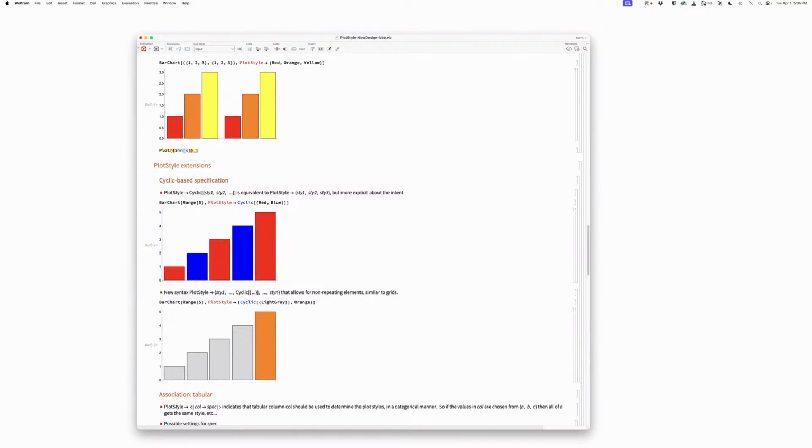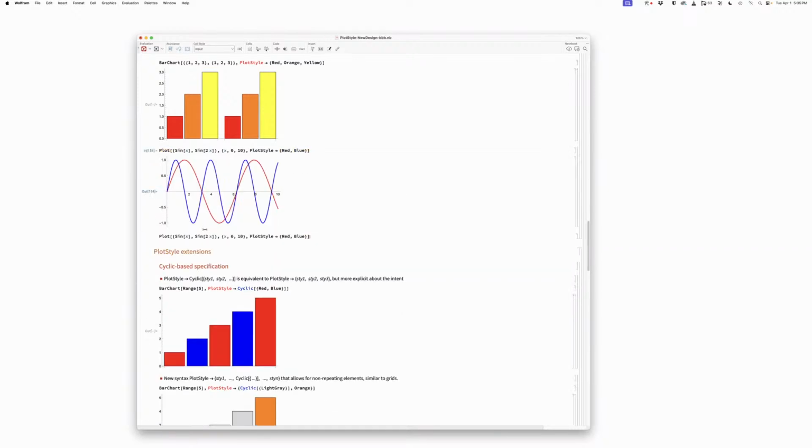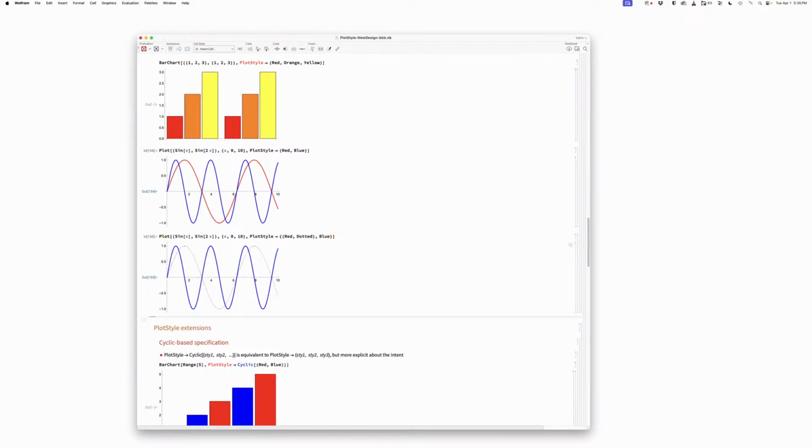I'm saying, look, if I say sine x, sine 2x, sine 3x, for example, or just sine 2x there, and I say plot style. Okay, so this is looking for a two-level deep thing. If I say red, blue here, it'll do red for the first curve, blue for the second curve. If I now do red dotted, it's looking for one level of list. So that then becomes a directive. But it's still just linear.